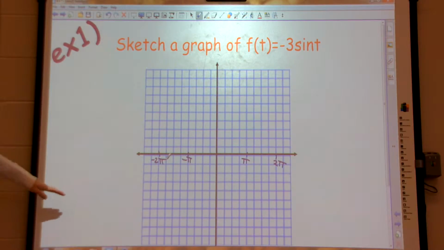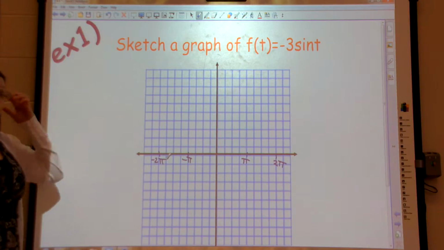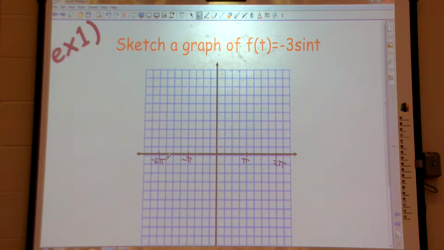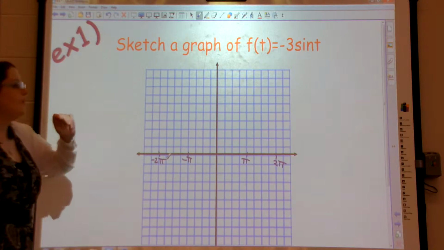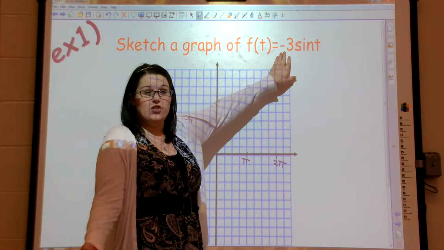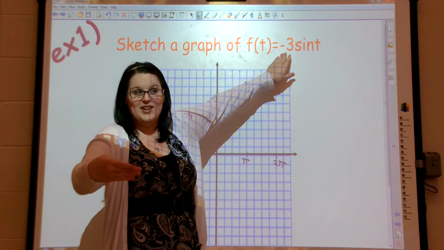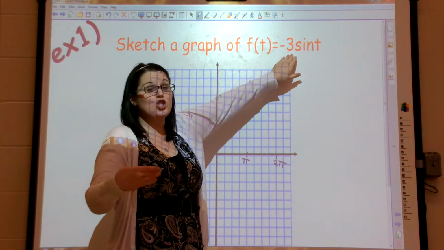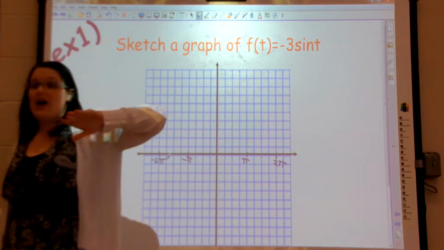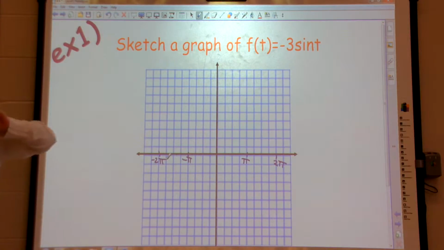Now I need to think about my y. That's the hardest part for some people. I don't want an itty-bitty graph, but I don't want one that goes off the graph paper. Now, the negative, what is the negative going to do to my graph? It's going to reflect it about the x-axis. The 3 is going to stretch it. How high do I need to go on my y? How high if I'm going to stretch it? My scale, how high do I have to go?